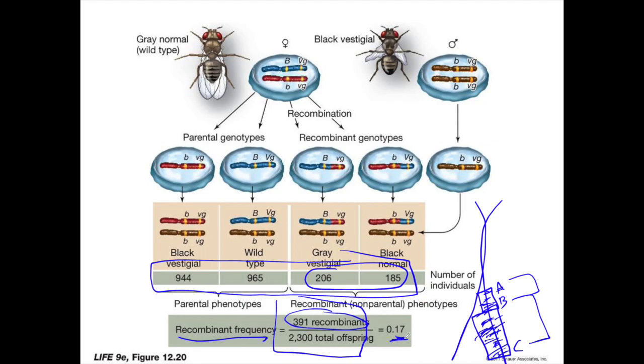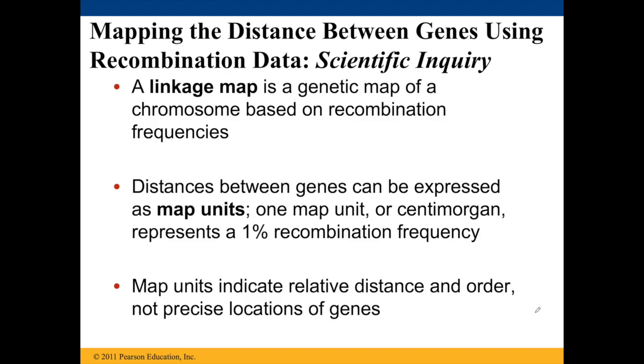So what this recombinant frequency is telling you is basically how far the genes are away from each other. The bigger this number is, the more recombinants you have. The more recombinants you have, the farther the genes were away from each other. So this recombinant frequency is really telling you on the chromosomes how far those genes are away from each other. And this is important because this is how we started to determine where the genes were on a chromosome.